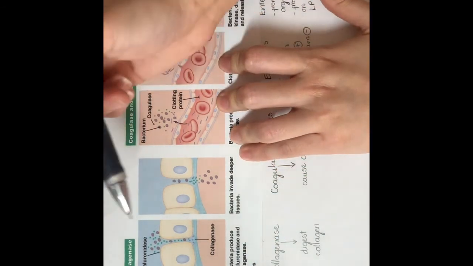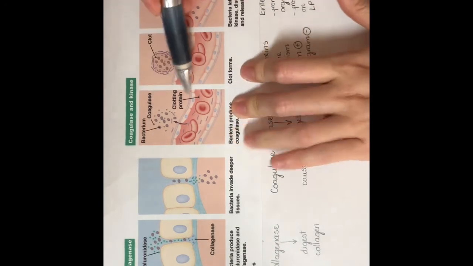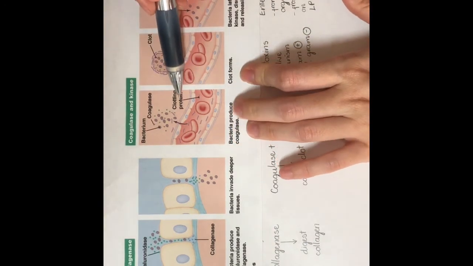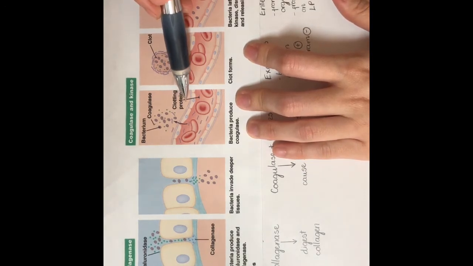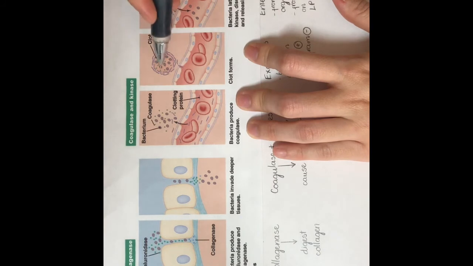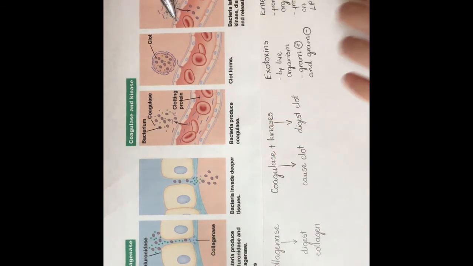Coagulase activates blood-clotting protein, providing a hiding place for bacteria in the clot. Kinases digest blood clots, allowing bacteria to invade damaged tissue.